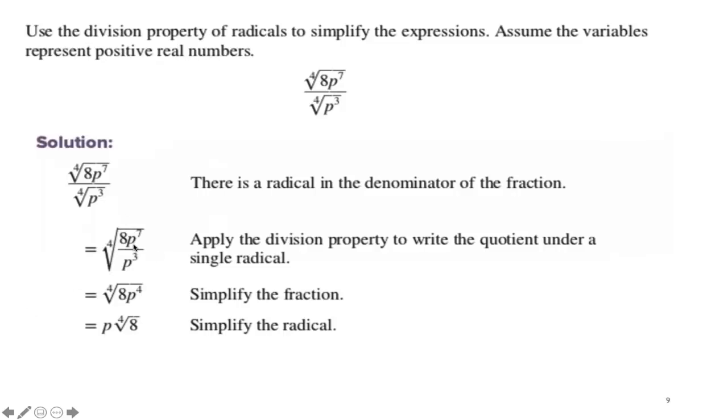And so now notice that p to the 7 divided by p cubed is p to the 4th, and now we can simplify this further. The fourth root of p to the 4 is just p, and then the 8 is just going to stay inside of the radical.